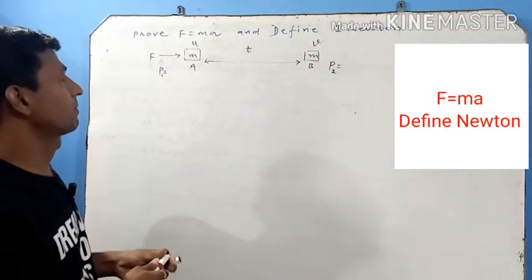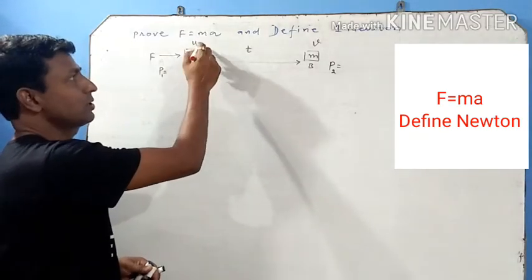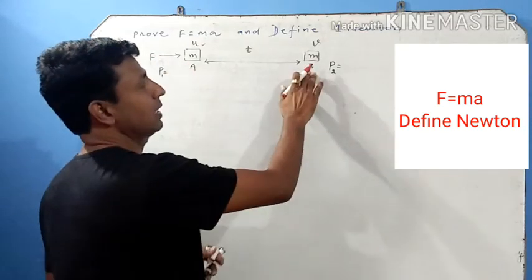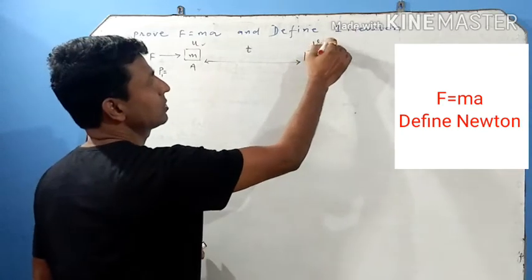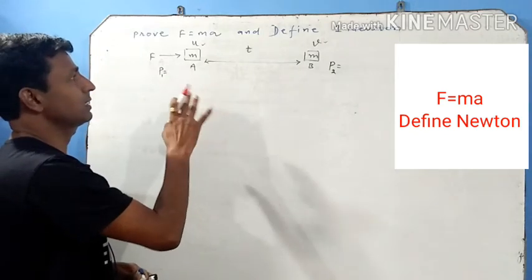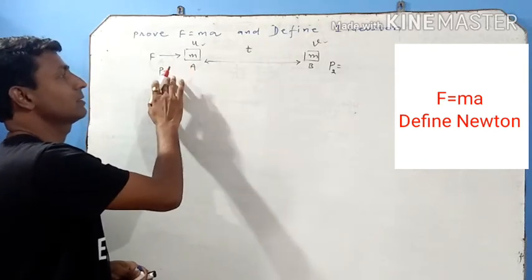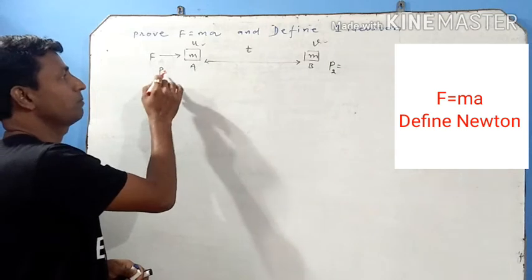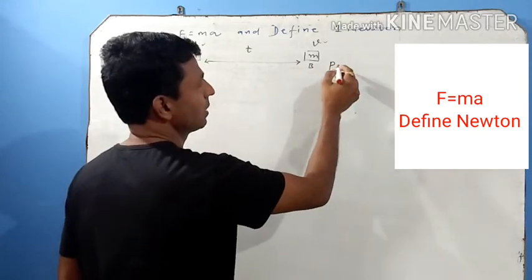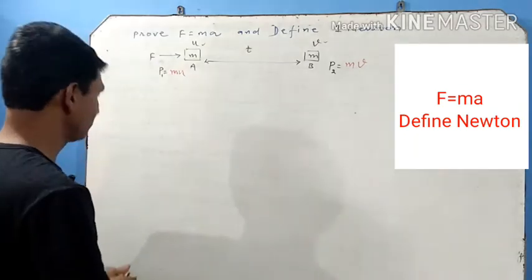Okay friends, let's discuss. Consider a body of mass m at point A where its initial velocity is u. After applying force on this body, let it reach point B where its final velocity is v. And friends, when the velocity changes, we can say there will be a change in their momentum also. So at point A, consider the momentum of this body P1 is equal to m into u, and at point B, momentum P2 becomes m into v. So let's begin.